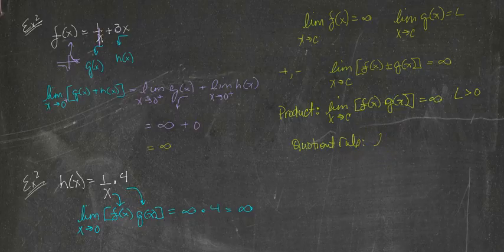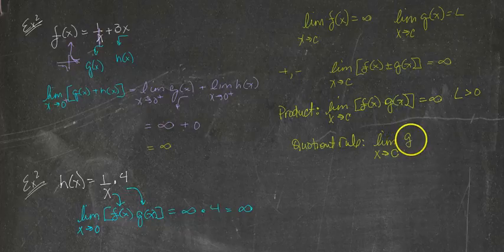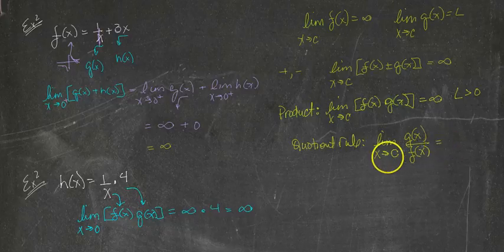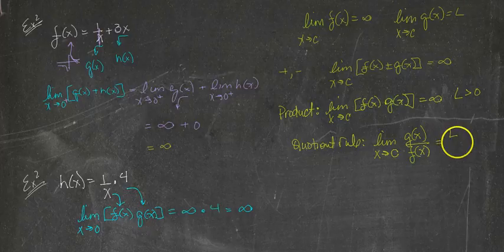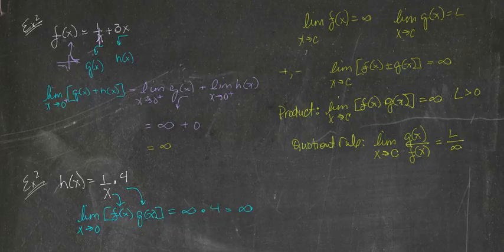And that says the limit as x approaches c of g of x over f of x. So what do we have here? Well, we know that the limit as x approaches c of g of x equals L. And we know that the limit as x approaches c of f of x equals infinity. So what do you think? Can you have infinity in the denominator? Of course you can. And what ends up happening is this equals 0.